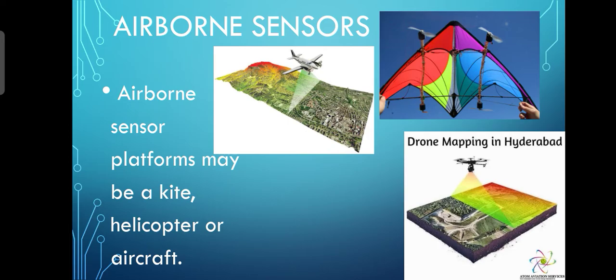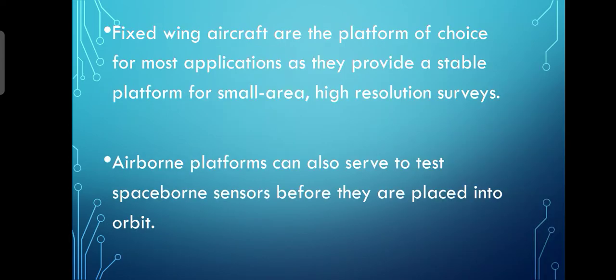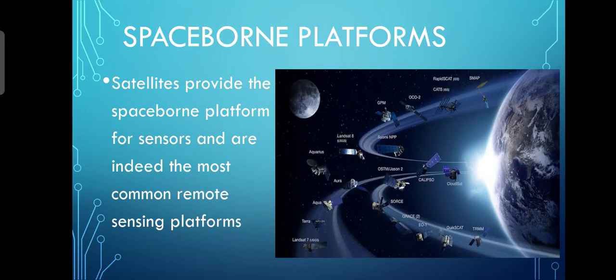Airborne sensors. Airborne sensor platforms may be a kite, helicopter, or aircraft. Fixed-wing aircraft are the platform of choice for most applications, as they provide a stable platform for small area, high-resolution surveys. Airborne platforms can also serve to test spaceborne sensors before they are placed into orbit.